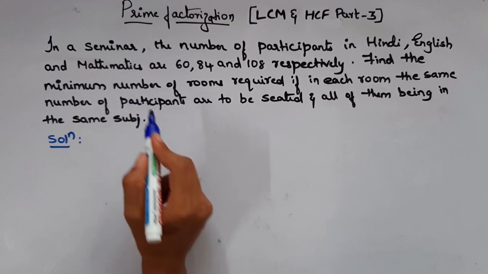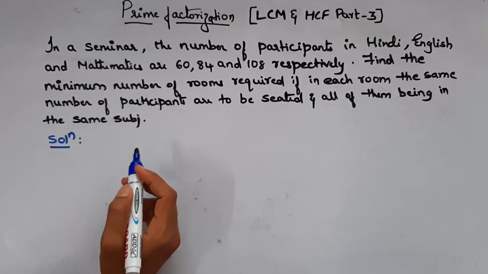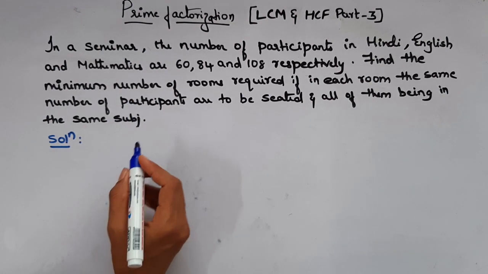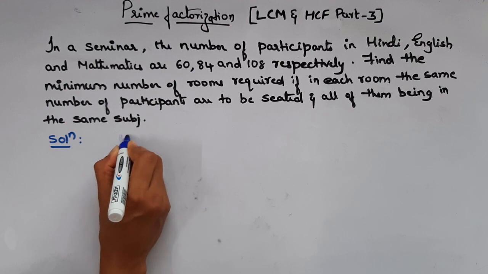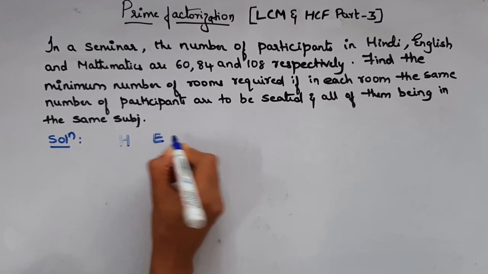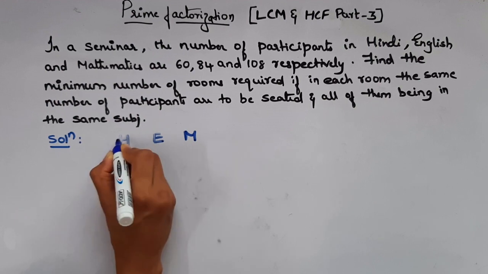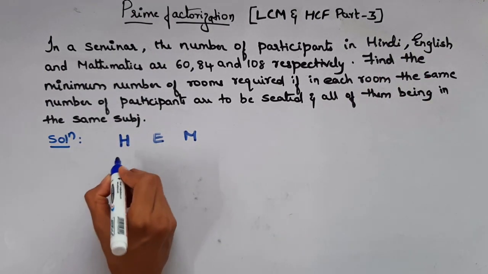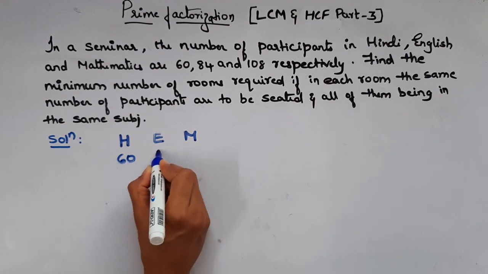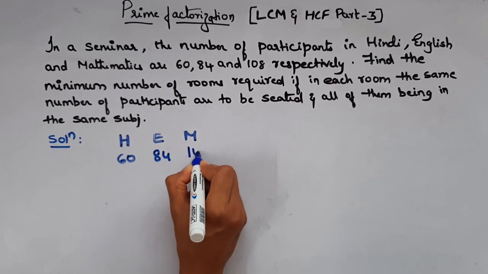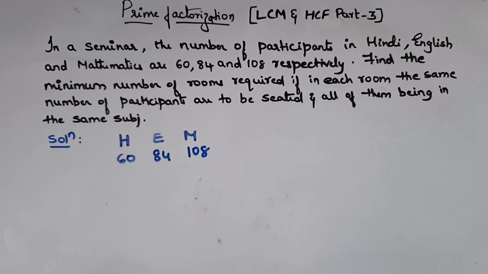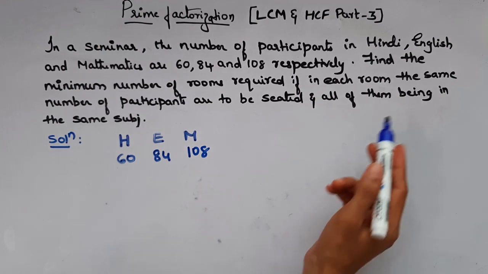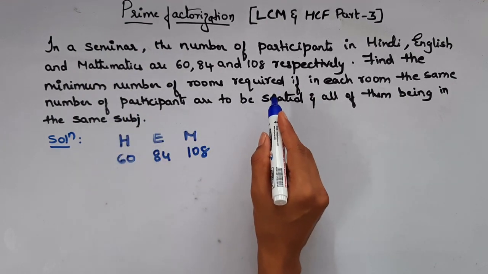Now let's see what it is saying. It says there are 3 subject participants, that is Hindi, English and Maths. 3 subjects. Okay. So the number of participants in Hindi are 60, English 84 and Maths 108 respectively. So now we have to find the minimum number of rooms required.